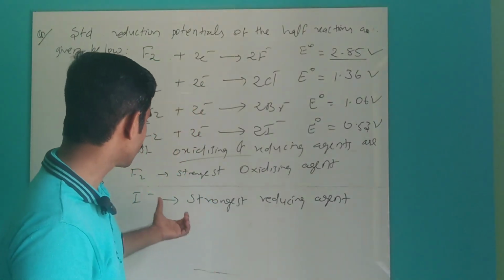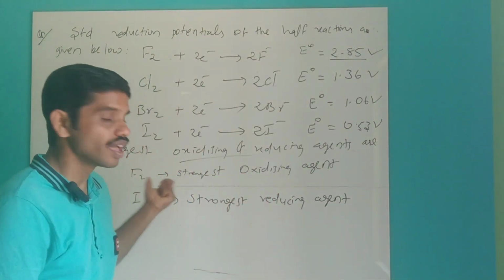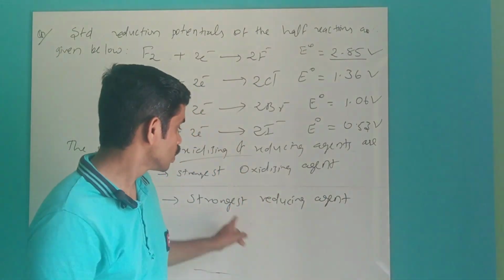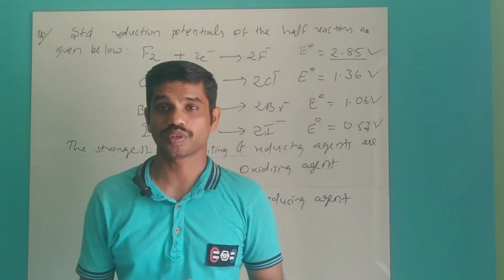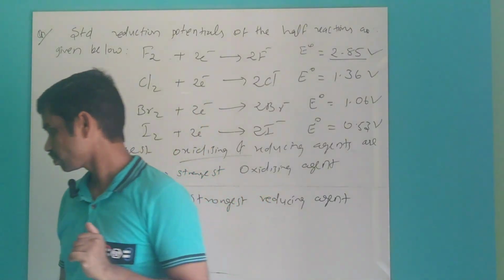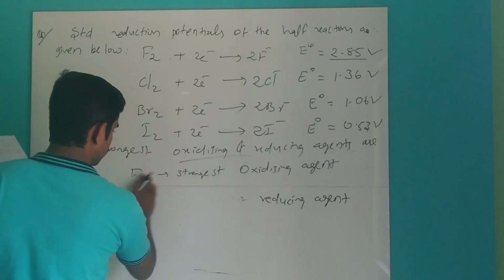So this is the right answer. F2 is the strongest oxidizing agent and I minus is the strongest reducing agent. Okay, not I2, it is I minus. So take care of that one. Then next question, fourth question.